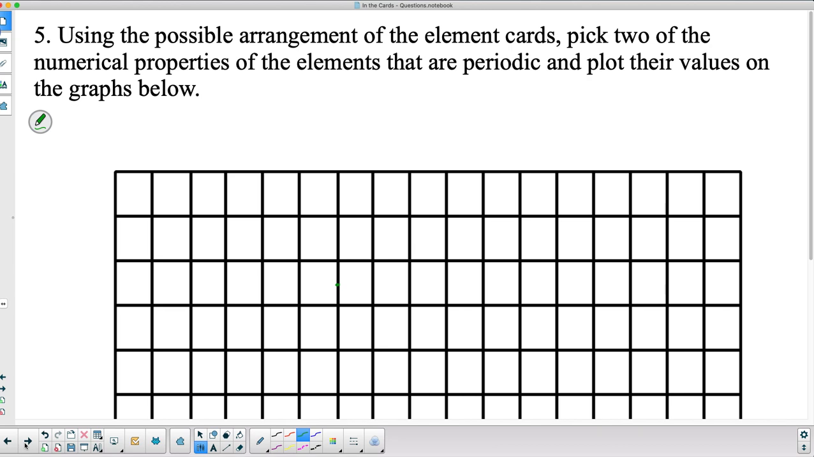It says, using the possible arrangement of element cards, pick 2 of the numerical properties of the elements that are periodic and plot their values in the graphs below. I'm going to do this first one very quickly because I've already gone over my time. Actually, I'm going to stop here, and then I will do the number 5 example completely by itself in its own screencast. And then I'll talk about what's left in the packet. Okay, so I'm going to stop here, and we'll pick it up from here.